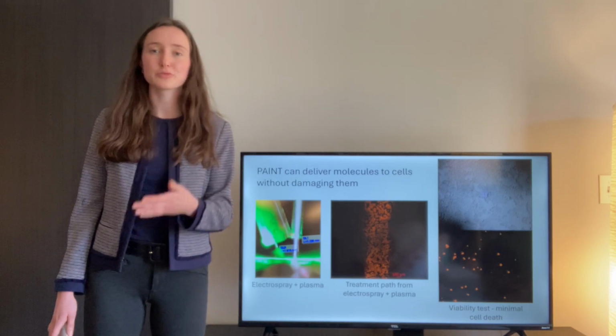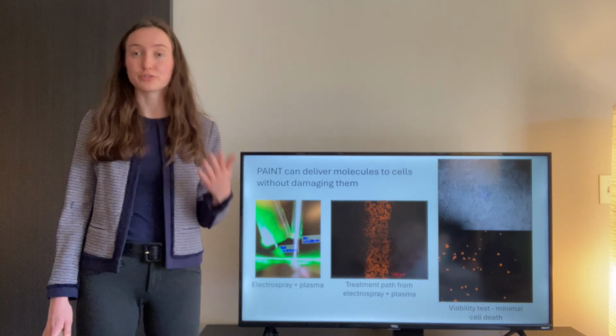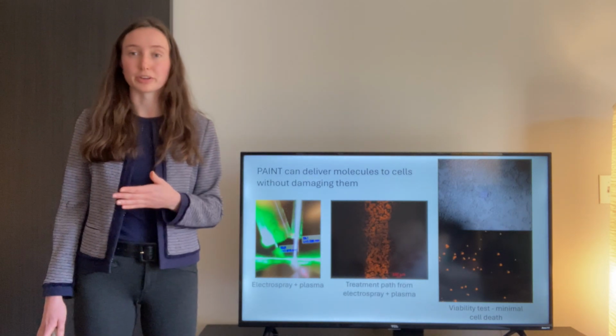So this device will revolutionize the future of drug development and delivery.